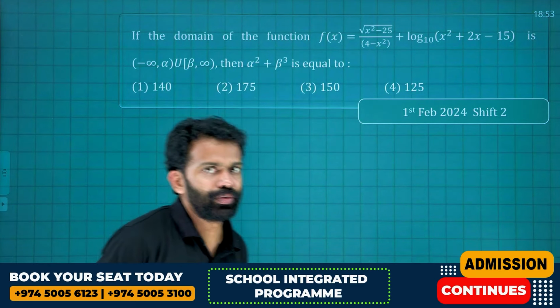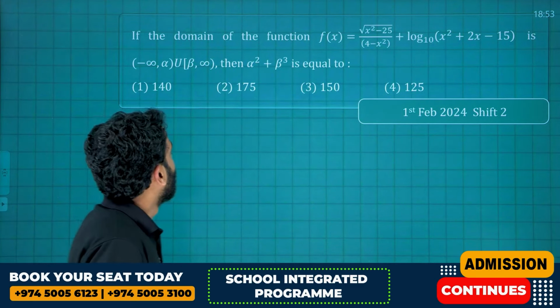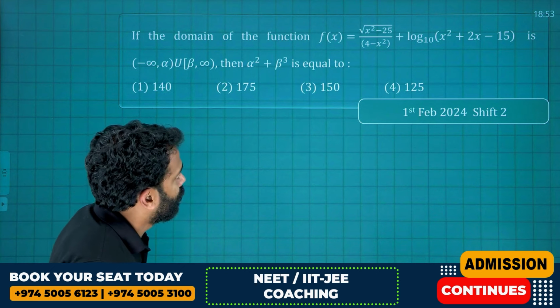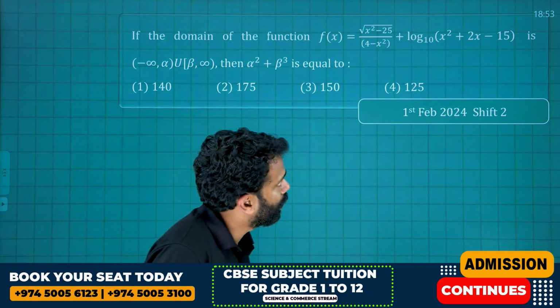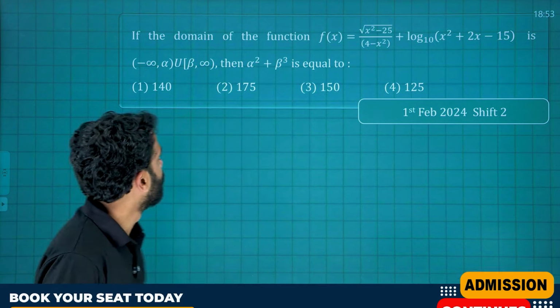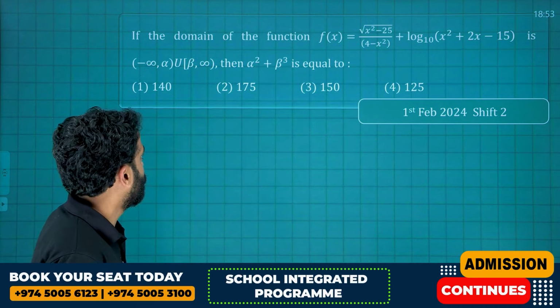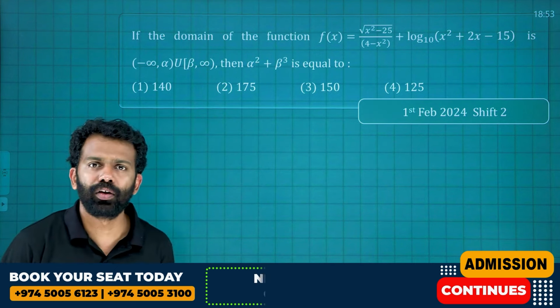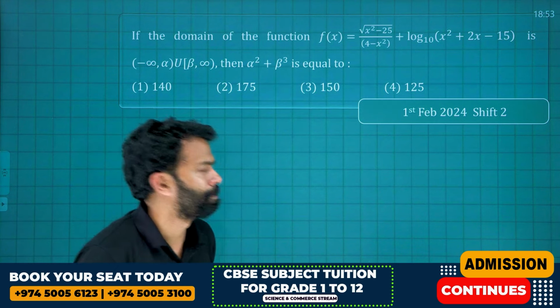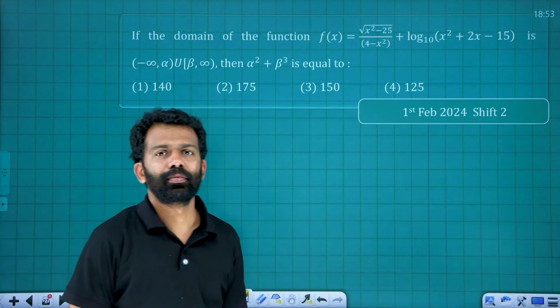Another question from domain. If the domain of the function given by root of x square minus 25 by 4 minus x square, and log of x square minus 2x plus 15 to the base 10, is minus infinity to alpha union closed interval beta to infinity, then you need to find the value of alpha square plus beta cube. How are you going to do this one?